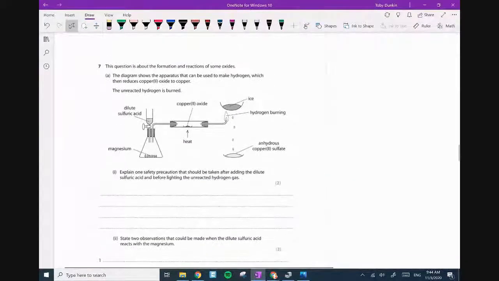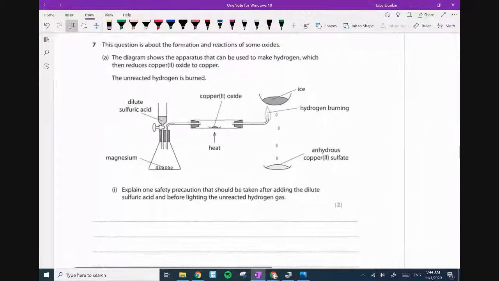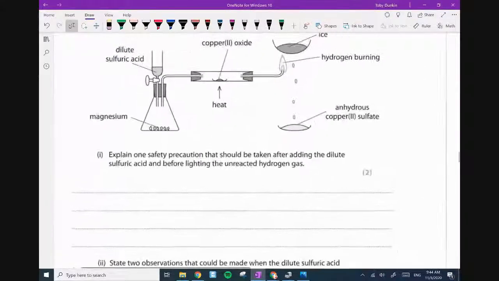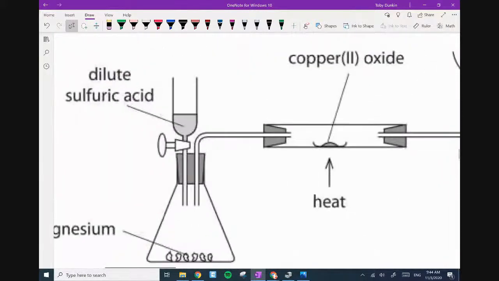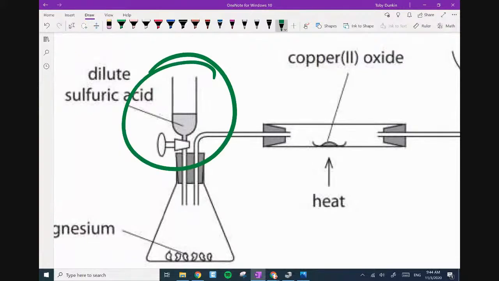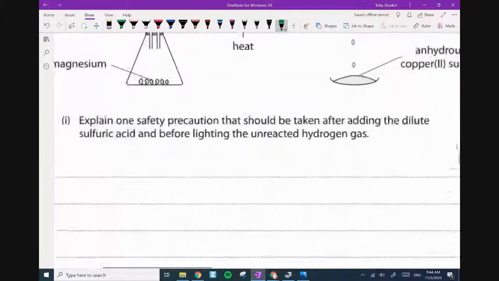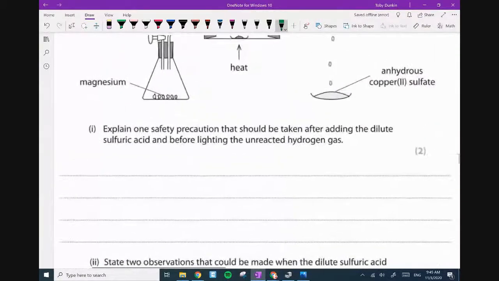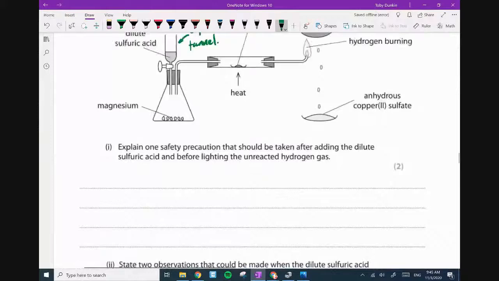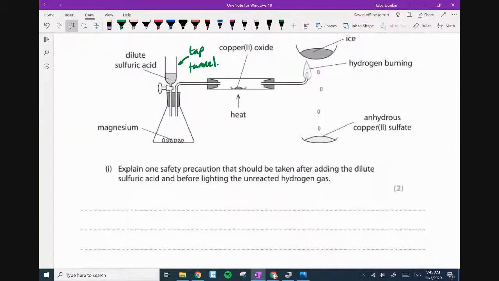Next, okay, this was a really hard question from Edexcel. Explain one safety precaution that should be taken when adding the dilute acid. By the way, this weird piece of equipment there is called a tap funnel. It's just nice to mention stuff like that. It did come up in one paper. It's a funnel with a tap. And before lighting the unreacted hydrogen gas.